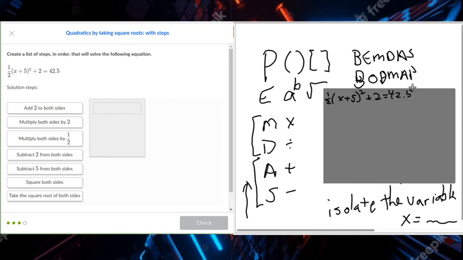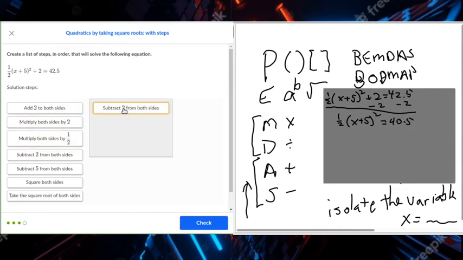Okay, so I'm going to start down here at the bottom, add and subtract. I have this 2 over here. I want to subtract 2 from both sides. I'm going to end up with 1/2 times x plus 5 quantity squared is equal to 40.5. I subtracted 2 from both sides. That's my first step.